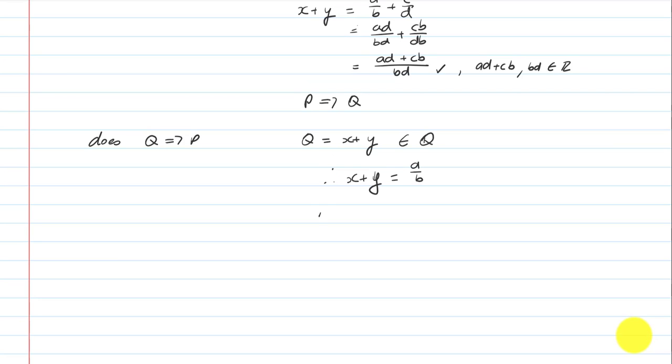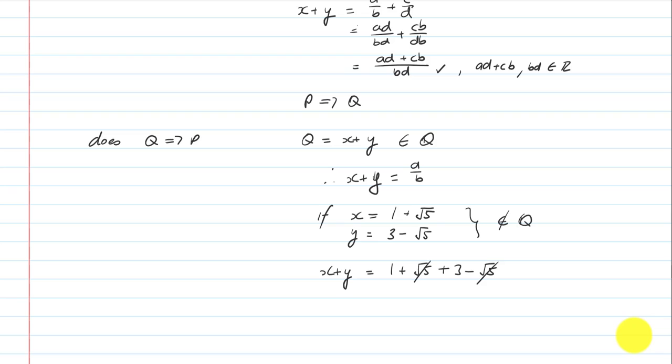Well, what if X is equal to 1 plus root 5? We all agree that root 5 is irrational. And Y is equal to 3 minus root 5. So these both do not exist in irrational numbers. But X plus Y is equal to 1 plus root 5 plus 3 minus root 5. They cancel out and it's equal to 4. And 4 is a rational number.